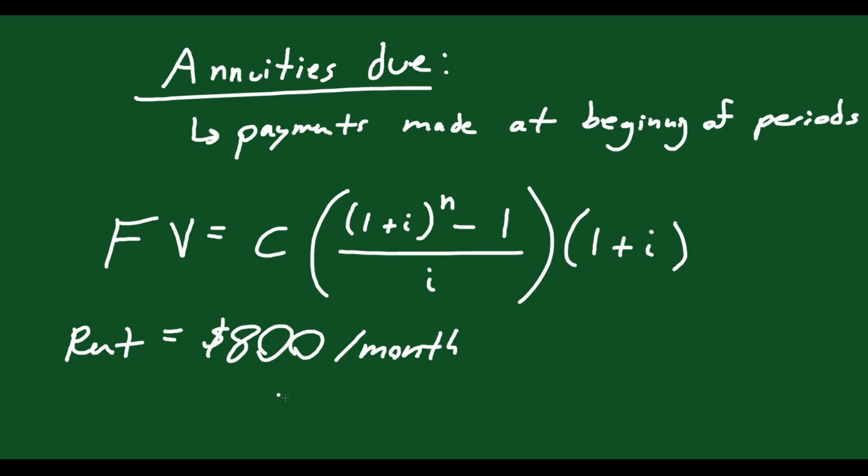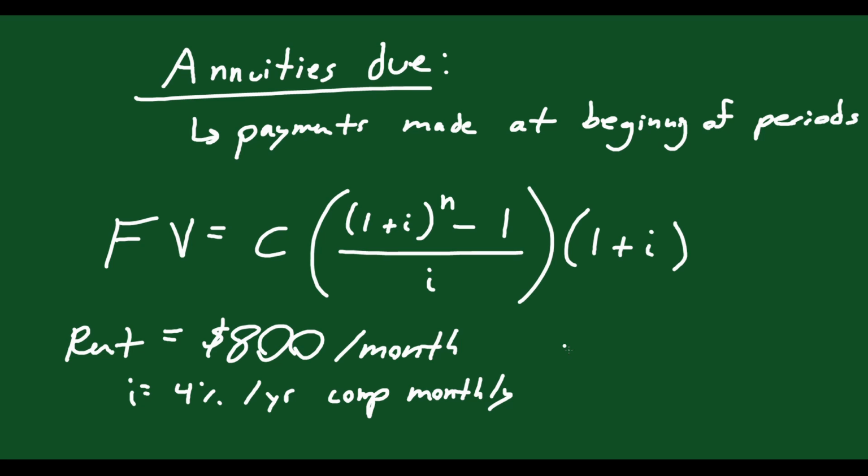And let's just say you're able to invest this money in a savings account that has an interest rate of 4% per year, and that's going to be compounded monthly, right? So the question is, what's the future value at the end of the first year? So after 1 year of this person paying you rent at $800 a month, how much money do you have?